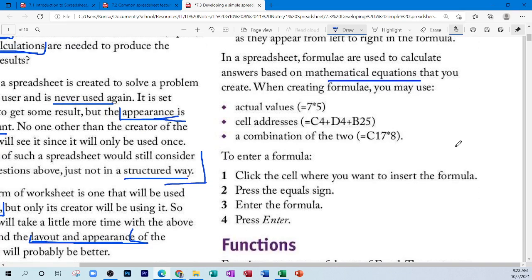To enter a formula, you must: 1. Click the cell where you want to insert the formula. 2. Press the equal sign. 3. Enter the formula. 4. Press enter.